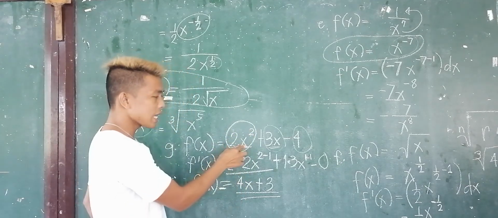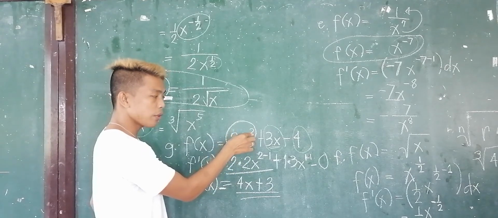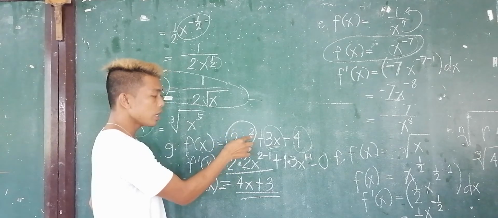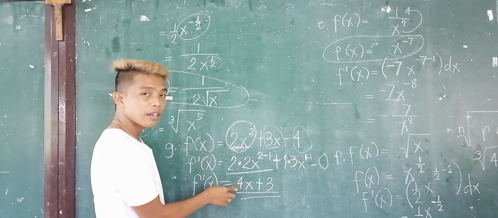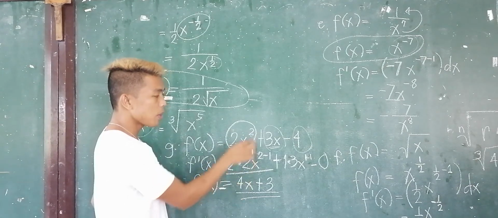Dahan-dahanin. 2x squared. Multiply mo yung exponent kasi yung number na nandiyan. 2 times 2 equals 4. Copy mo yung variable, bawasan mo lang ng isa.